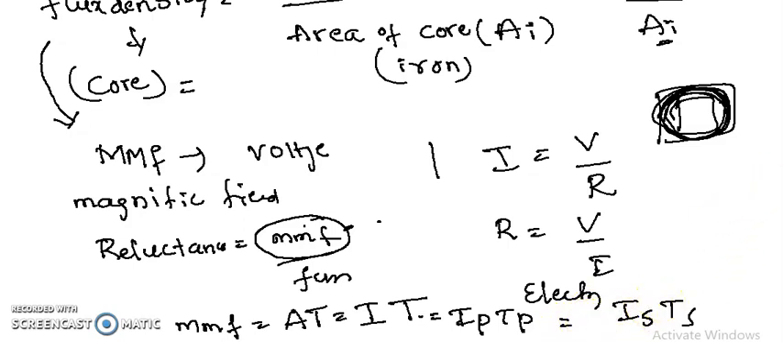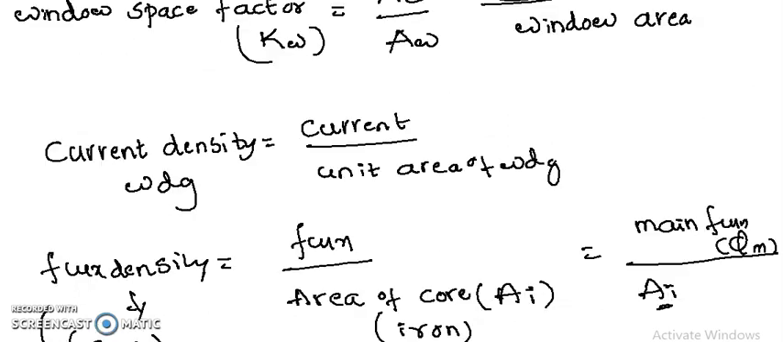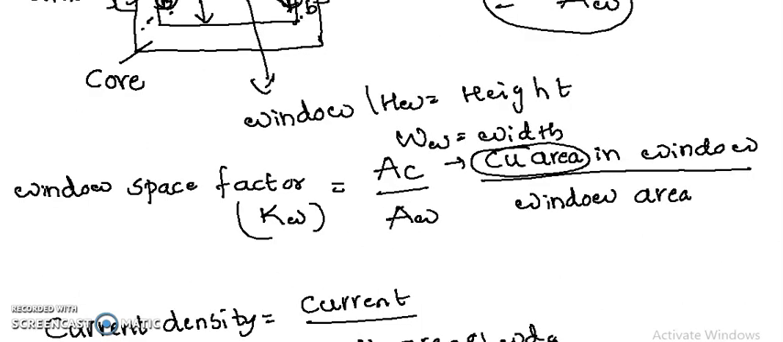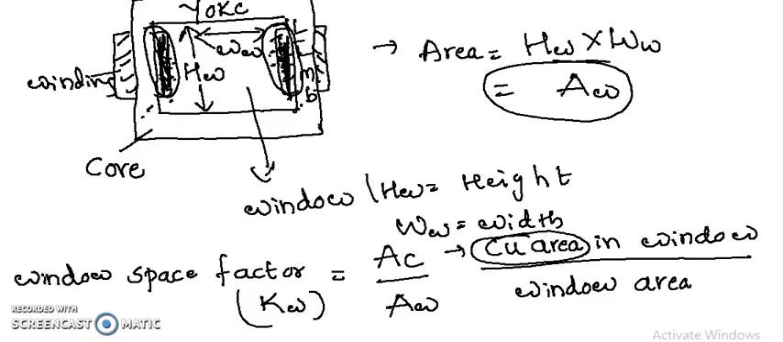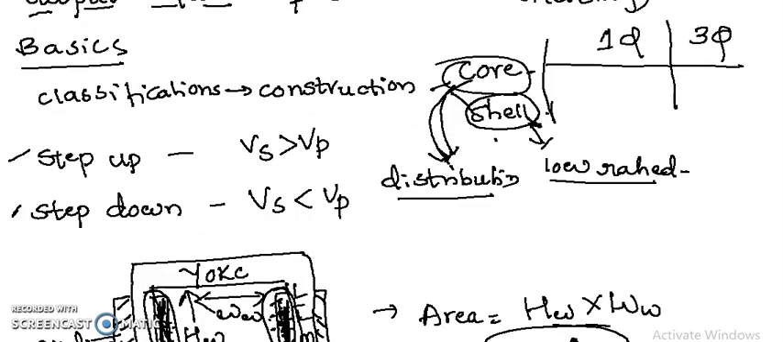So these are the things you have to remember here. One is that MMF is equal to ampere turn. Ampere turn we have to remember, along with flux density, current density, window space factor, height of the window, and width of the window. These are the classifications we have done. These are the basic things we have to remember before going to the output equation of the transformer. Thank you.